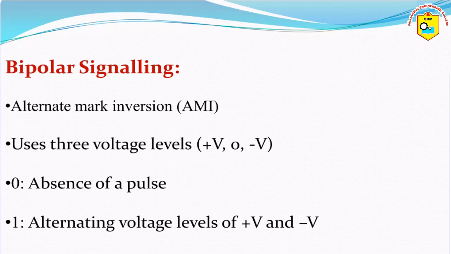So the third type is bipolar signaling, which is called alternate mark inversion. Here we have three amplitudes or three voltage levels: plus V, 0 and minus V. When a bit of 0 is transmitted, you have no pulse, that is, absence of pulse. And when bit 1 is transmitted, you have alternate voltage levels. It can be plus V, or it can be minus V. It varies for successive ones: for the first bit of 1 you will have plus V, and for the next one you will have minus V. Okay, we can see it in the example.